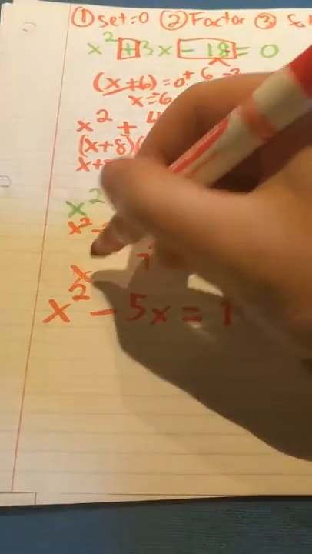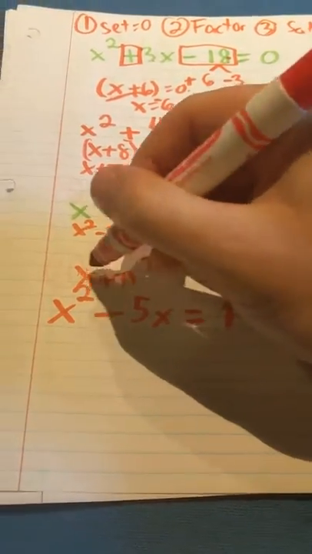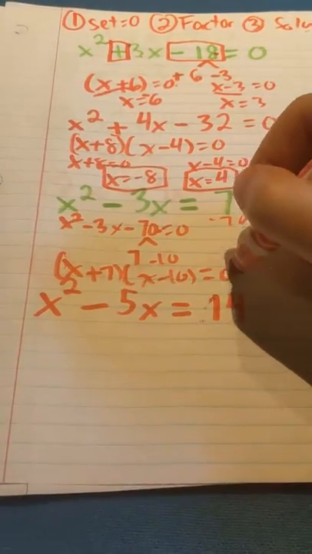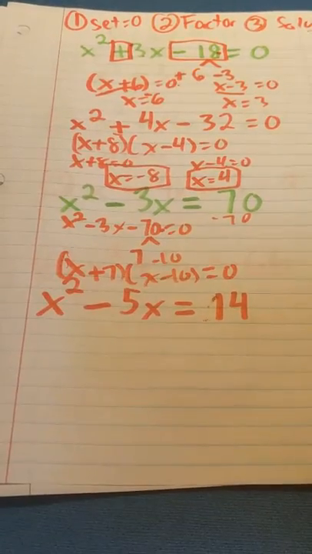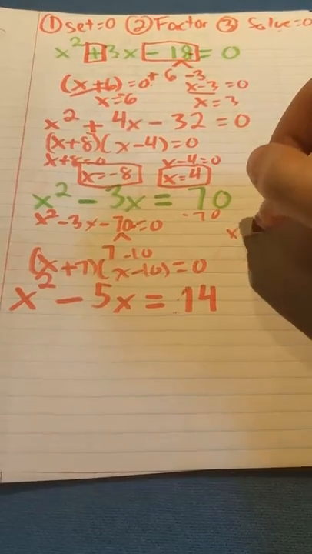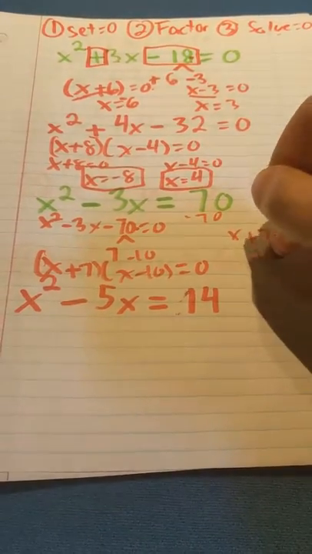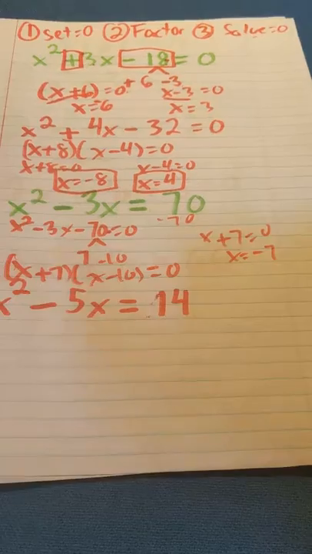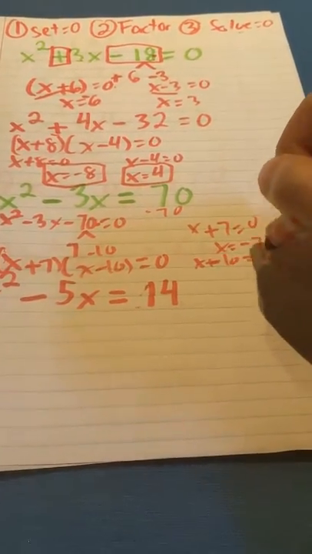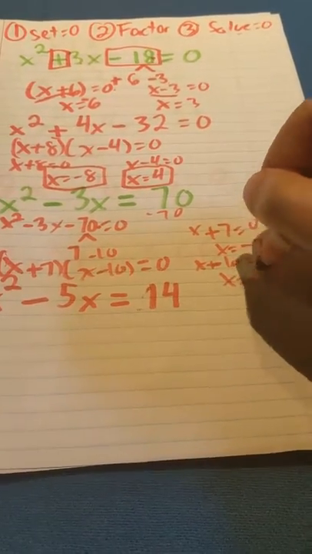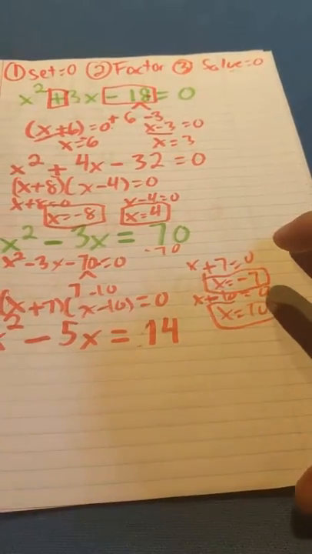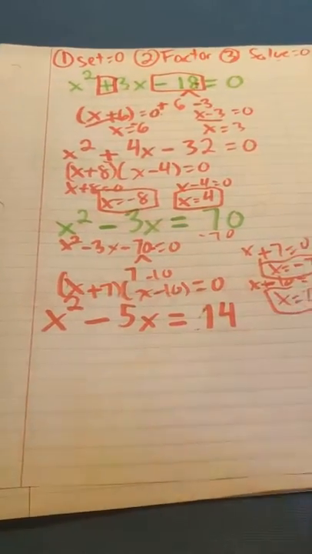So our factors would be x plus 7 and x minus 10 equals 0. Set them both to find our answer. So x plus 7 equals 0, which would give us negative 7. And x minus 10 equals 0. Add that, you would get x equals 10. And there are our two answers. Okay, try the last one.